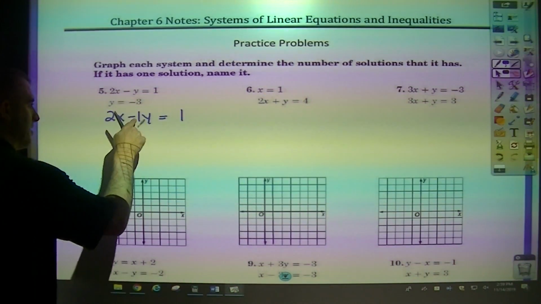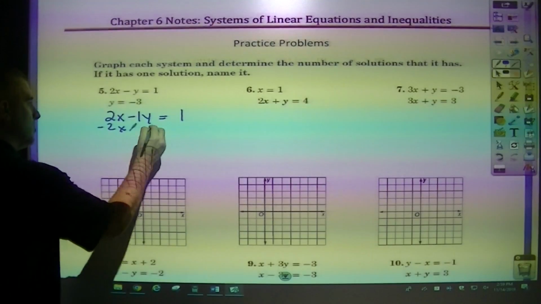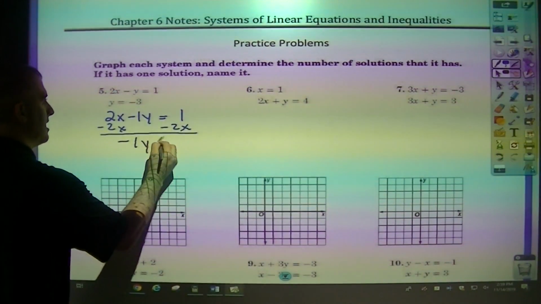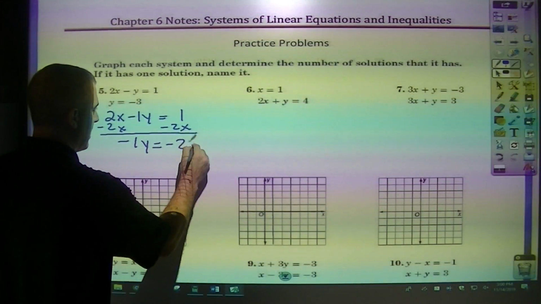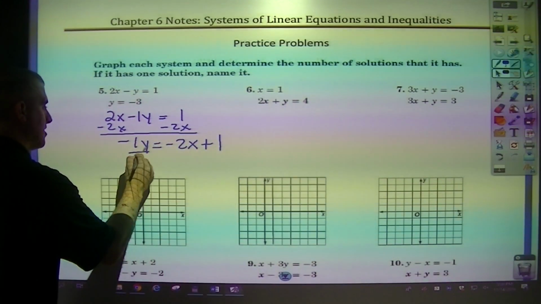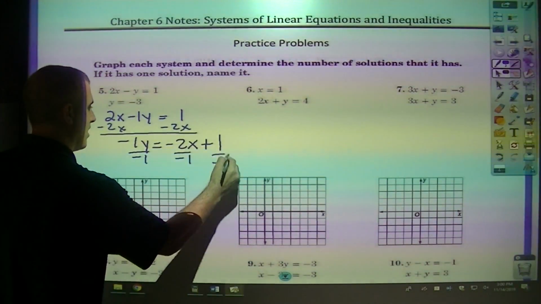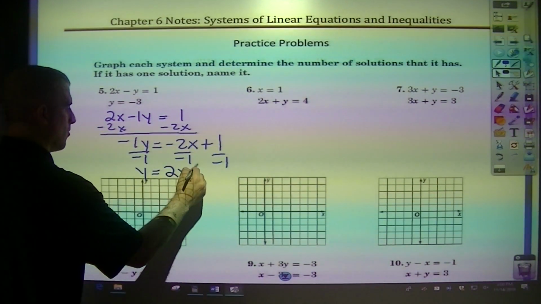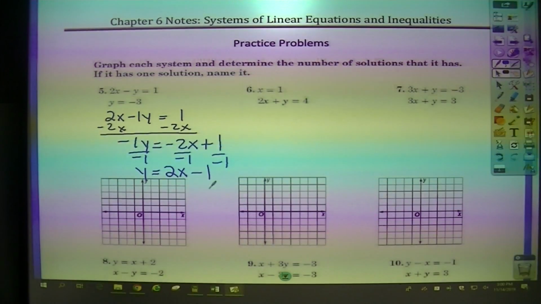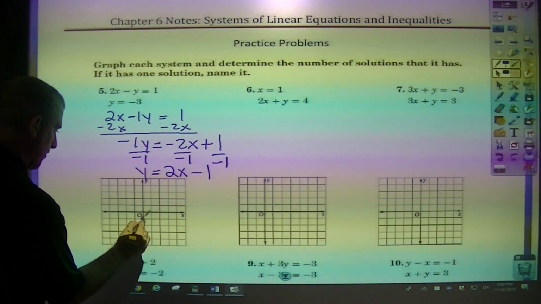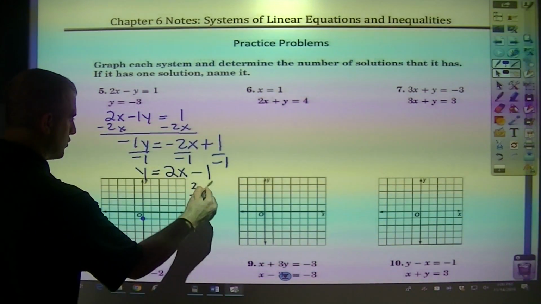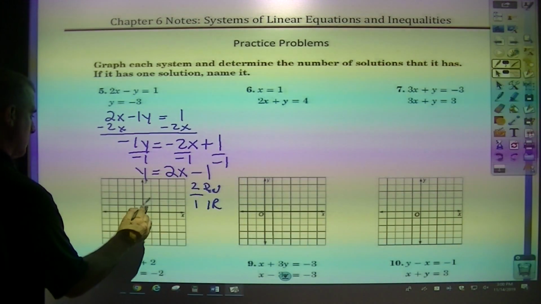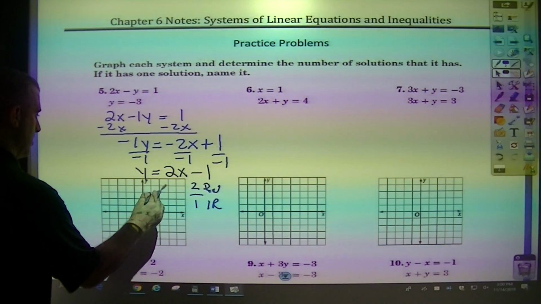First of all, there is a -1 here. So I would subtract 2x, subtract 2x. So I got -1y equals -2x plus 1, and I would divide both parts by -1. So -2 divided by -1 would be 2, and 1 divided by -1 is -1, so I got that there. Okay, so I'd start at -1. 2 over 1 means 2 up, 1 right.